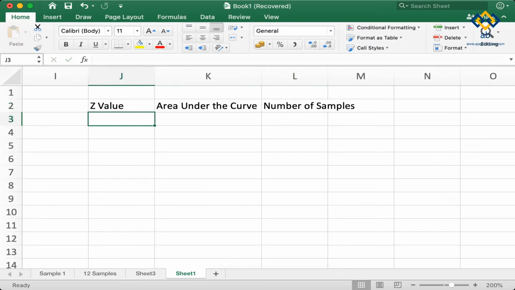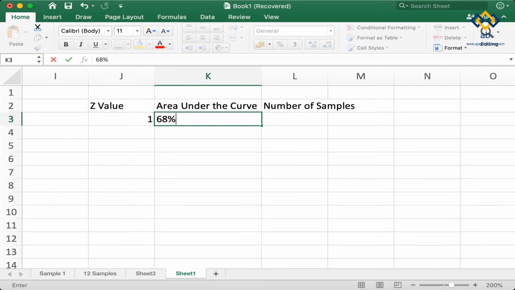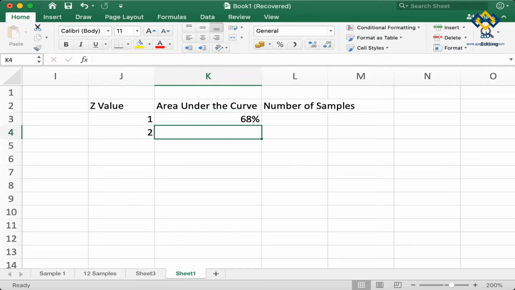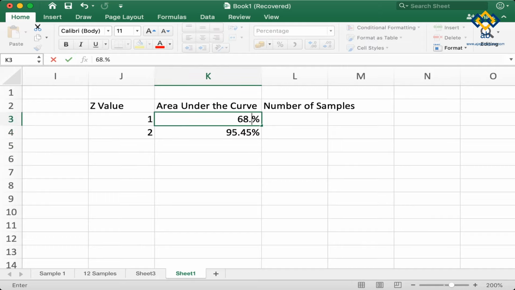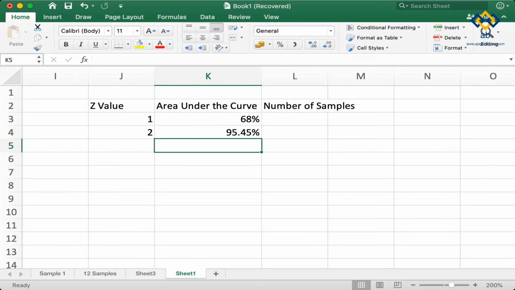I will tell you what this is. Z value when it is 1, we say area under the curve is 68%. For Z value 2, we have 95.45%. This is also 68.27%. Percent has come twice, so I will delete one. This 3 is 99.73%. Right, this is 3.